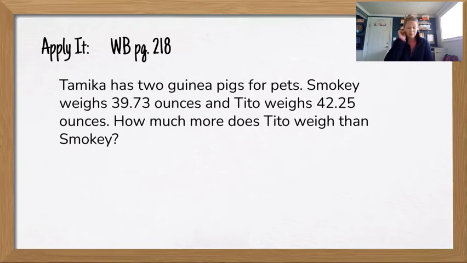Your next apply it problem is problem 7 on page 218. Tamika has 2 guinea pigs for pets. Smokey weighs 39 7/3 ounces, and Tito weighs 42 2/5 ounces. How much more does Tito weigh than Smokey? Solve your problem in your workbook or on your piece of paper or whiteboard and enter your answer here.